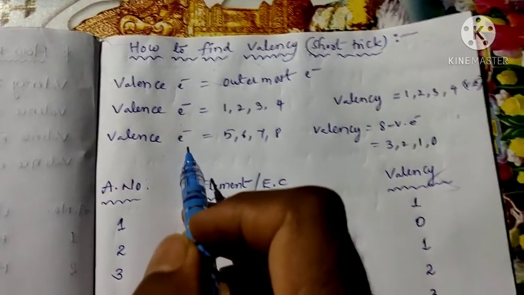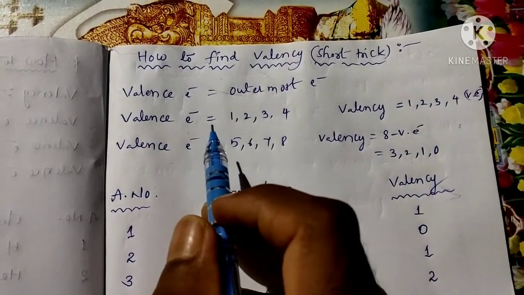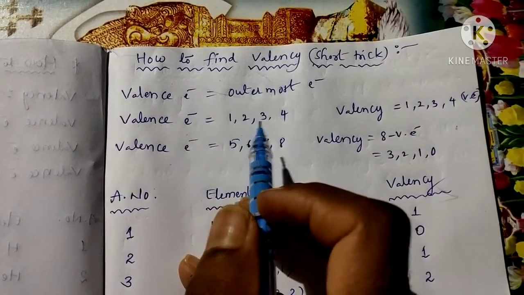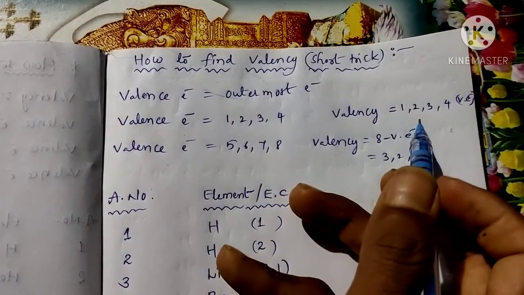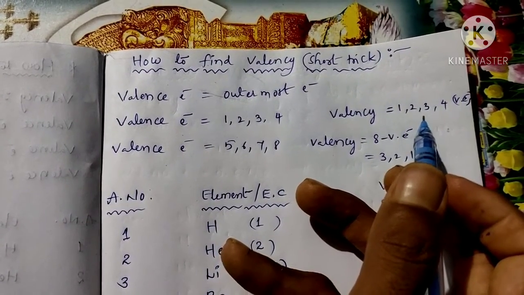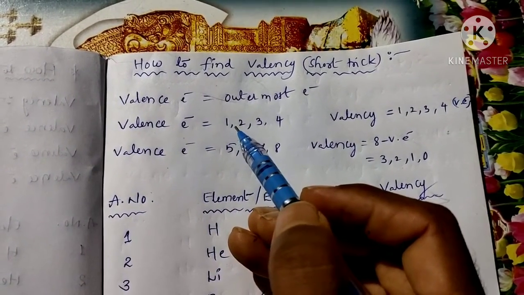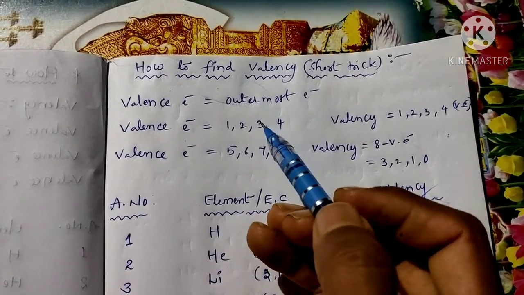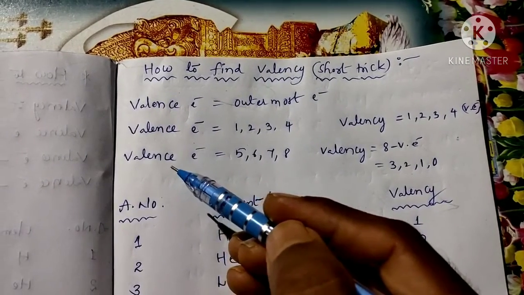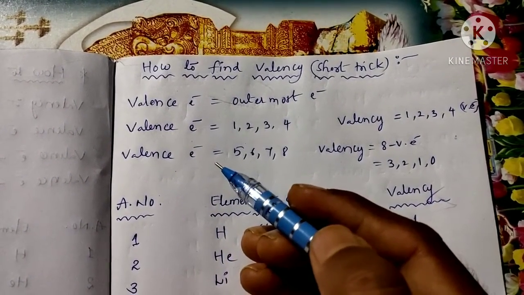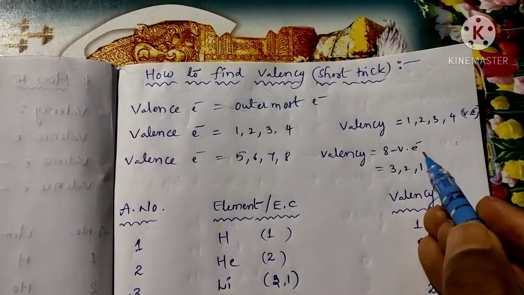See, the trick is: if the valence electrons in an atom are 1, 2, 3 or 4, then valency is equal to the valence electrons, that is 1, 2, 3, 4. For example, if 1, 2, 3 or 4 electrons are available in the outermost shell, then valency is equal to valence electrons. If there are 5, 6, 7 or 8 electrons in the outermost shell, then valency becomes 8 minus valence electrons.